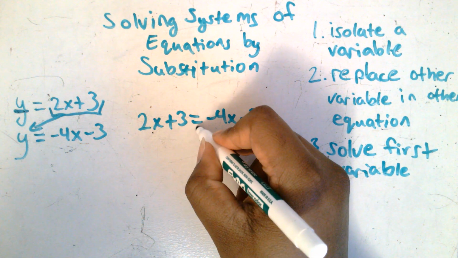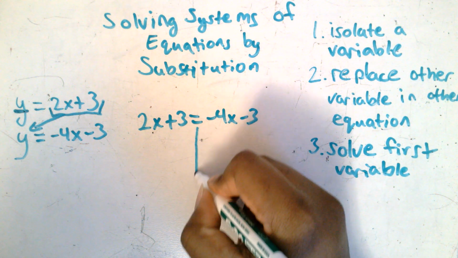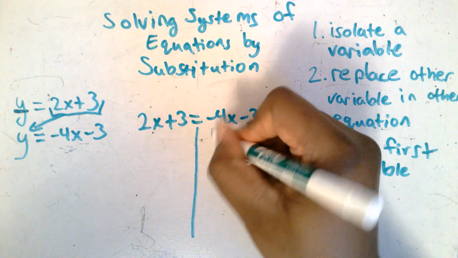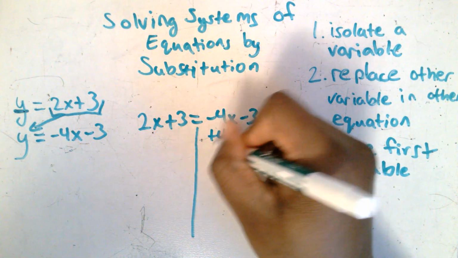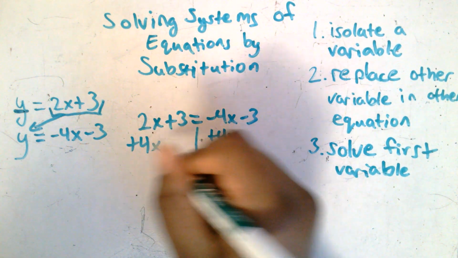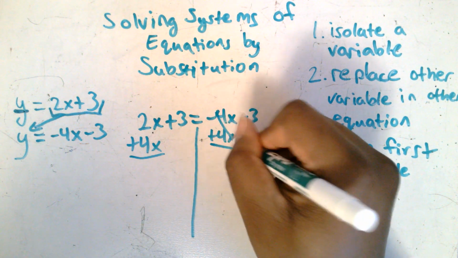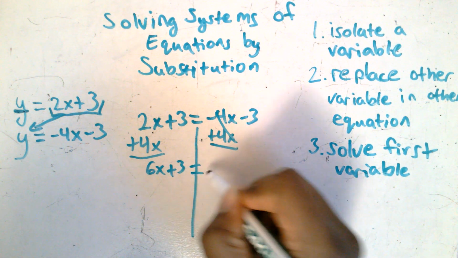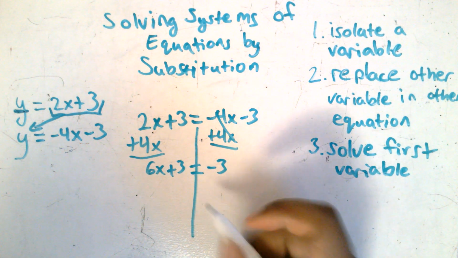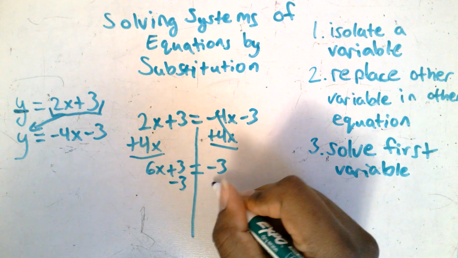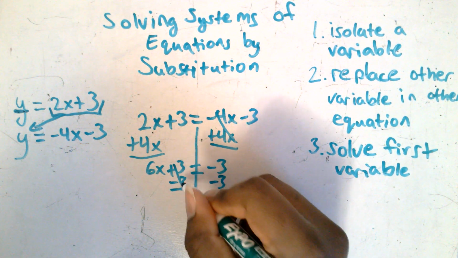Okay. And so I like to draw a line down the middle so that way I keep my work organized. And so to get x by itself, I'm going to add 4x to both sides. And again, it doesn't matter what order, as long as you're adding your like terms together. Okay, so that cancels out. So I have 6x plus 3 is equal to negative 3. And then I'm going to get my constants all on one side. So I'm going to subtract 3 from both sides.